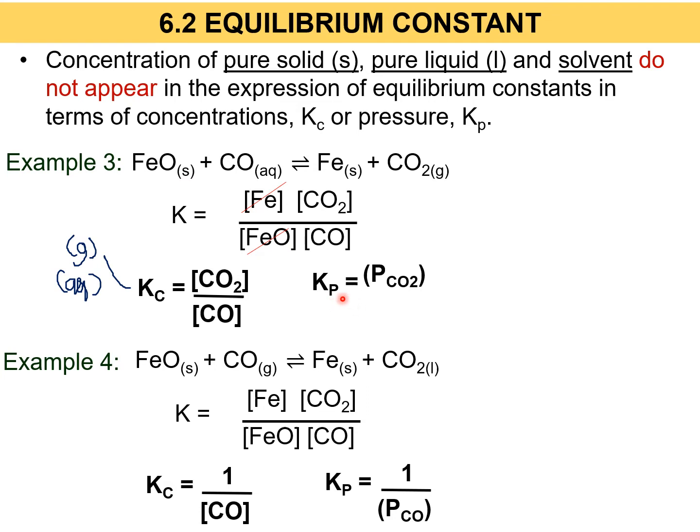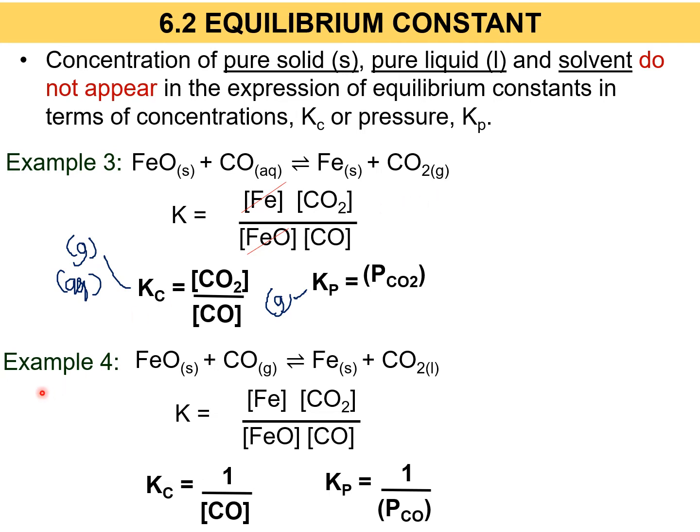How about Kp? Kp ialah equilibrium constant in terms of pressure. So kalau if you want to build Kp expression, benda tu mestilah in only gas phase sahaja. Okay, aqueous phase dia tak terima. So as you can see at this equation, okay, CO2 sahaja yang ada gas phase. Yang lain ni solid, aqueous, solid, so tak boleh guna langsung. That's why Kp will only be equals to partial pressure of CO2 gas sahaja.